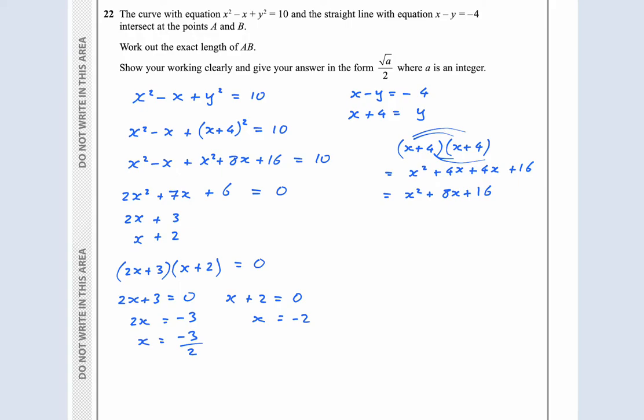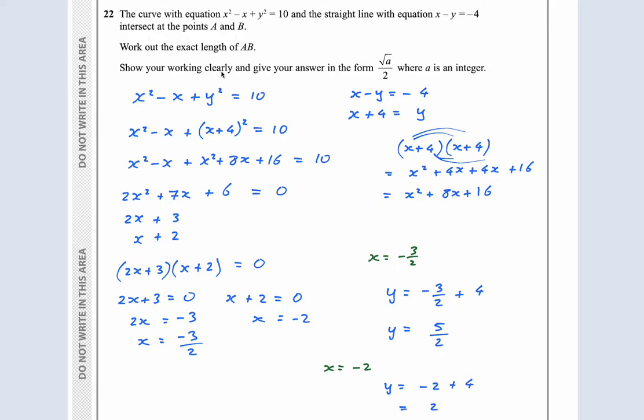Then, if those are my two x coordinates, I have over here x equals negative 3 over 2. If x equals negative 3 over 2, then y equals negative 3 over 2 plus 4, because it's x plus 4. For this x, we have x plus 4. Negative 3 over 2 plus 4, use your calculator if you want, guys, but it's 5 over 2, because it's negative 3 over 2 plus 8 over 2 is 5 over 2. And then for x equals negative 2, y is equal to negative 2 plus 4, because it's x plus 4 again, which is equal to 2.